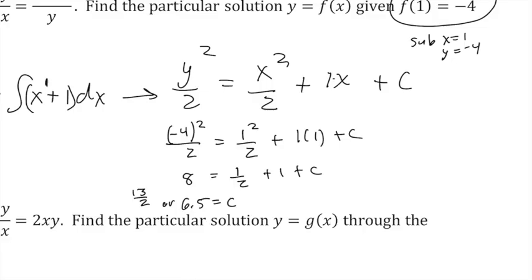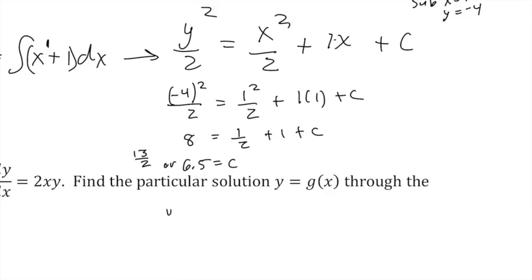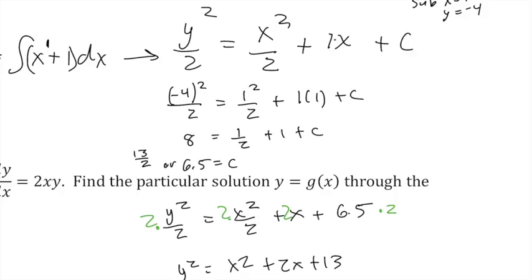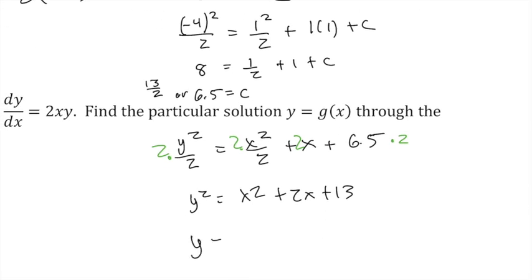So now that we have c, our last step is to finish by isolating y. So we have y squared over 2 equals x squared over 2 plus x plus 6.5. Now, I'm going to multiply 2 to everything. That's going to give me y squared equals x squared plus 2x plus 13. And then I'm going to square root. And we do get plus and minus.